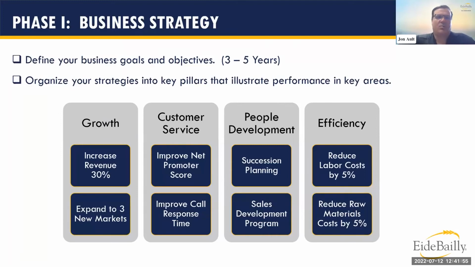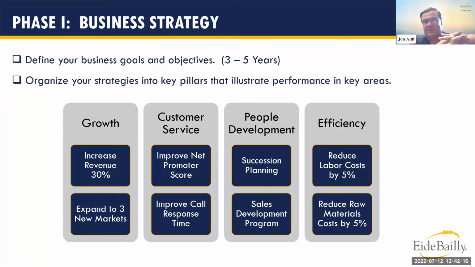So phase 1, we would say, is the business strategy. This is the foundation that you're going to build all of this off of. Define your business goals and objectives. What are we trying to accomplish? You can really insert a timeline, and for this example, I said 3 to 5 years. What are we trying to do in the next 3 to 5 years as an organization?